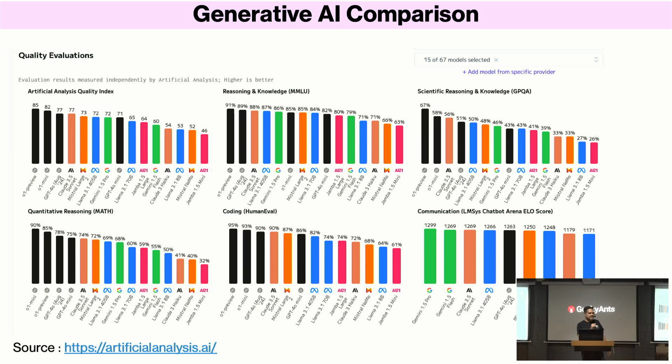Next thing, we're talking about quality. When it comes to quality, what are the things that are important? This is the analysis. You can see O1 preview still leads. Google is somewhere in between. I mean, 85 and 72 I can manage, but I cannot manage 46. I'm okay with this level of quality.